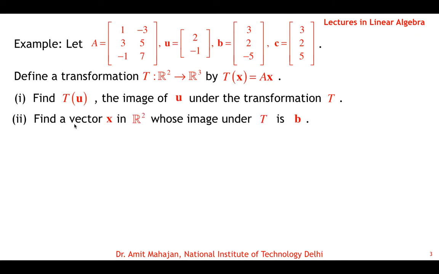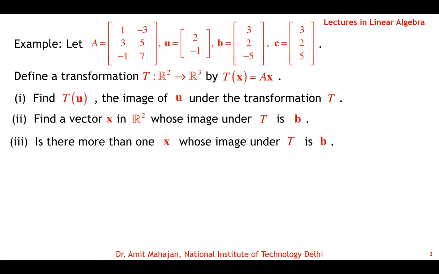The second question is to find a vector x in R2, in the domain, whose image under T is b. So we have to find a vector x in R2 such that the transformation T(x) is this given vector b. And the third question is: is there more than one x whose image under T is b? That is, whether the vector that we found in the second case is unique or there is more than one. That is the question in the third part.